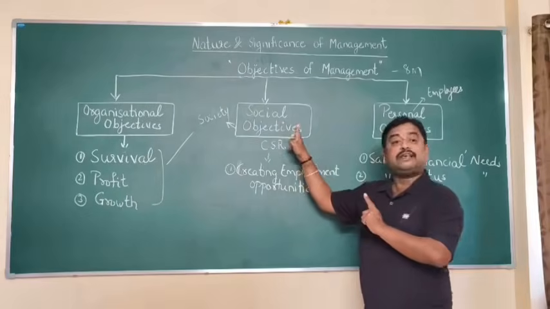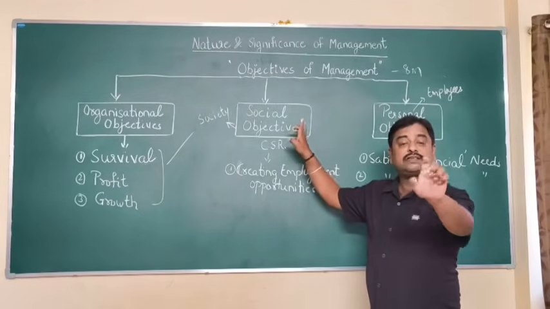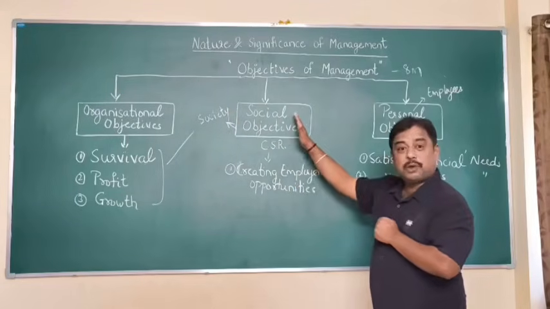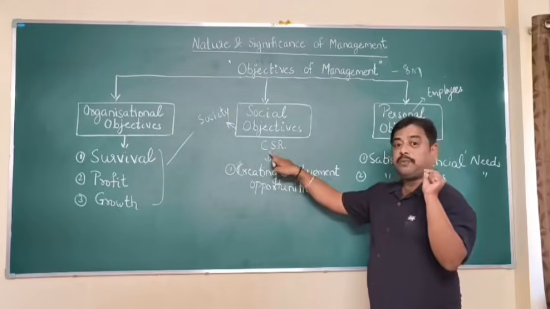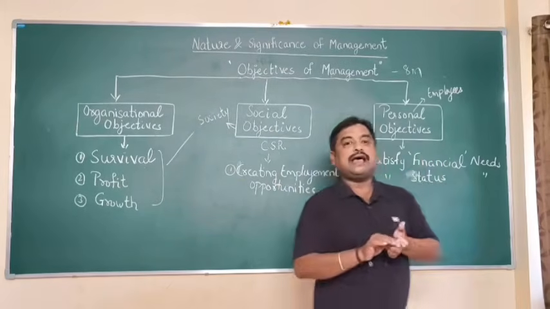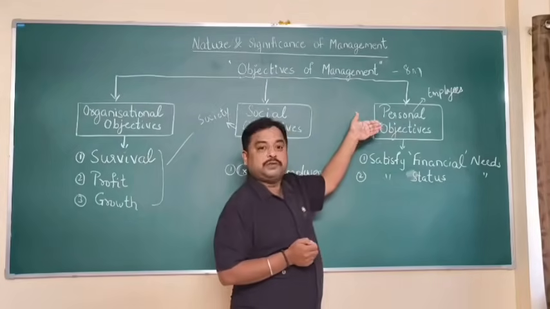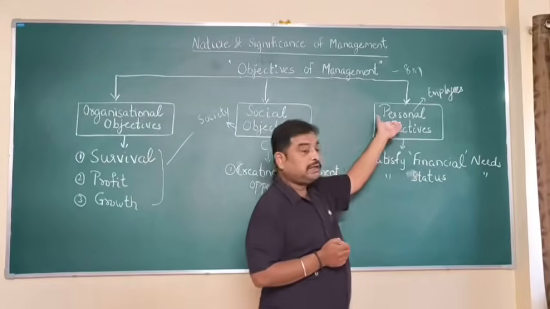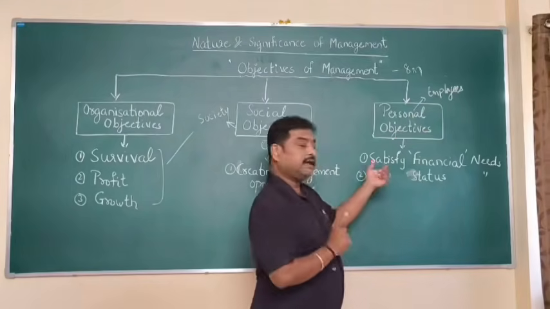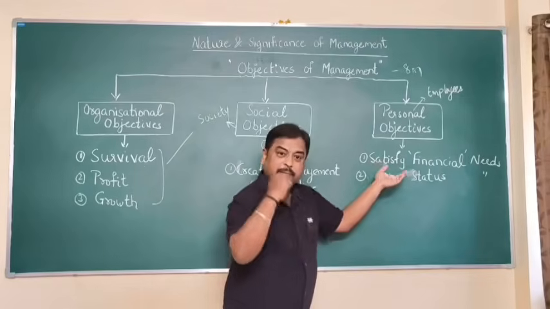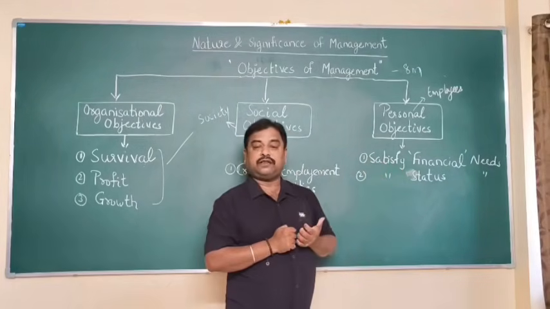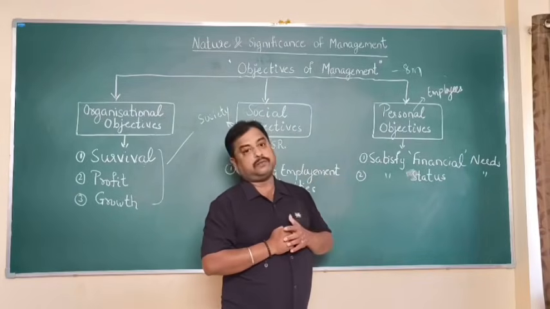Second objective is social objective. Social, as in social studies, social science. It is relating to the society. What are the social objectives? Performing the corporate social responsibilities. For example, employment opportunities. And the last objective is personal objectives. Personal objectives refer to the upliftment of the workers or the employees' development. How to do that? Give them proper salary, proper incentives, bonus, recognize the workers for their hard work, motivate them to perform still better.